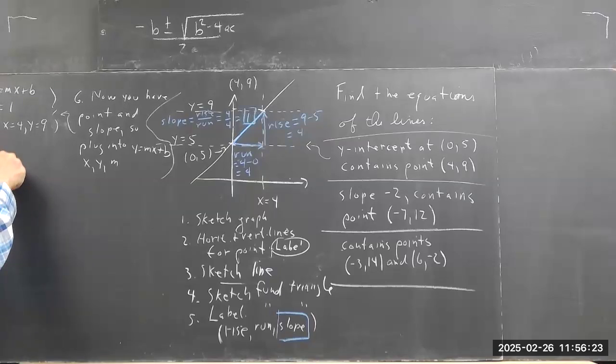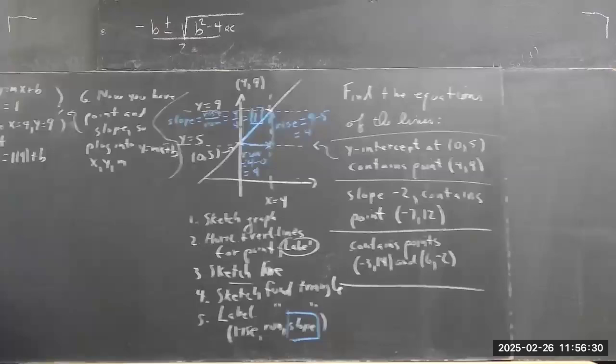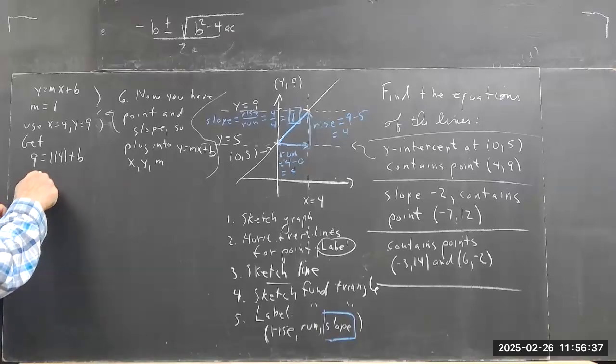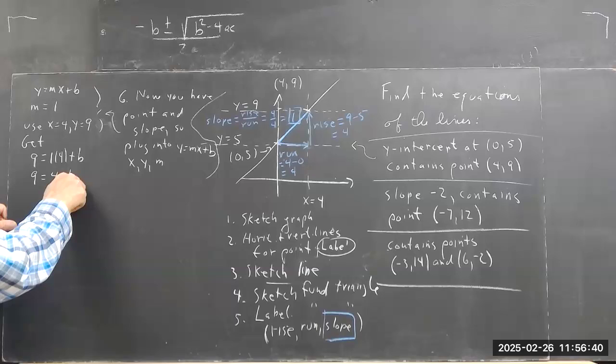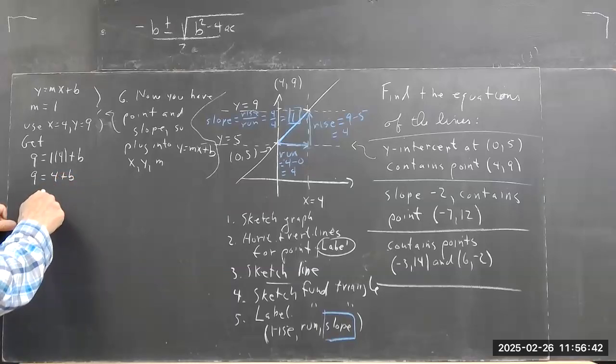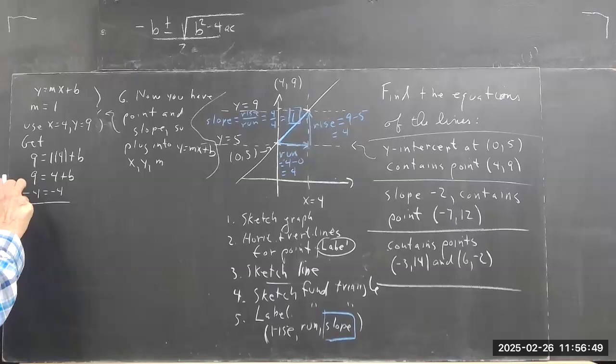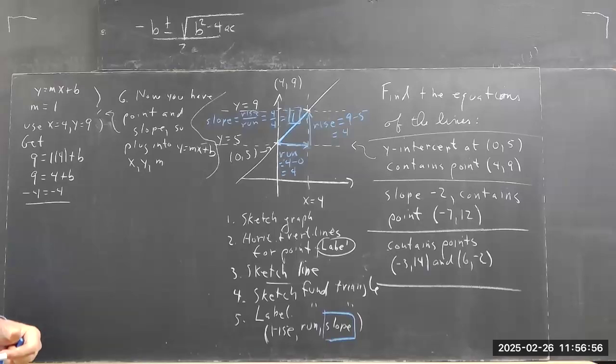9 equals 1 times 4 plus b. Which means 9 equals 4 plus b. Subtract 4 from both sides. Remember, put an equal sign there. I don't like a -4 and -4 without an equal sign. And you shouldn't like it either, even though that's what everybody tells you to do.